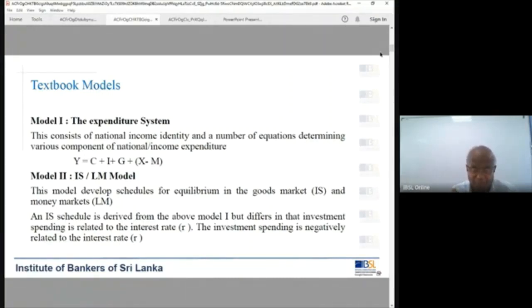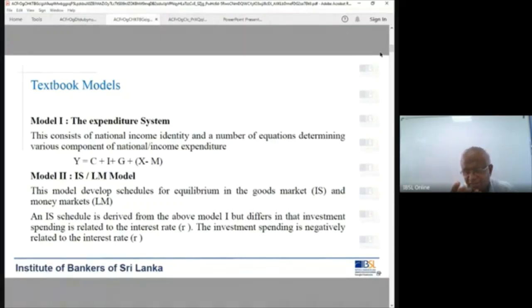Model 1. We use model 1 to derive the IS curve, but it differs in that investment spending is related to the interest rate. Earlier, you may remember, we took investment as some number: 50, 60, 70. Go through the relevant note and check: investment is fixed. But that is not the case.